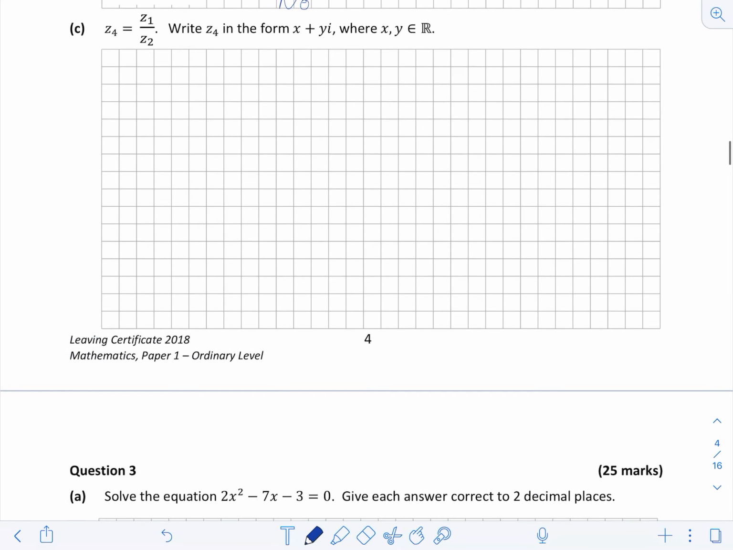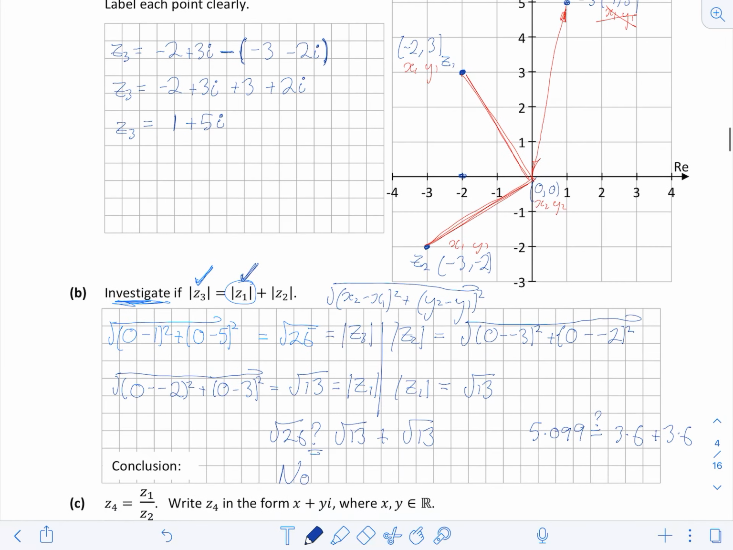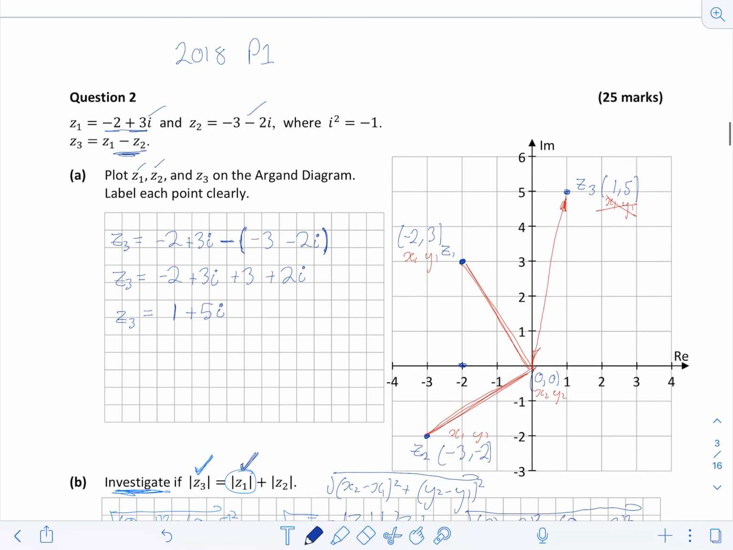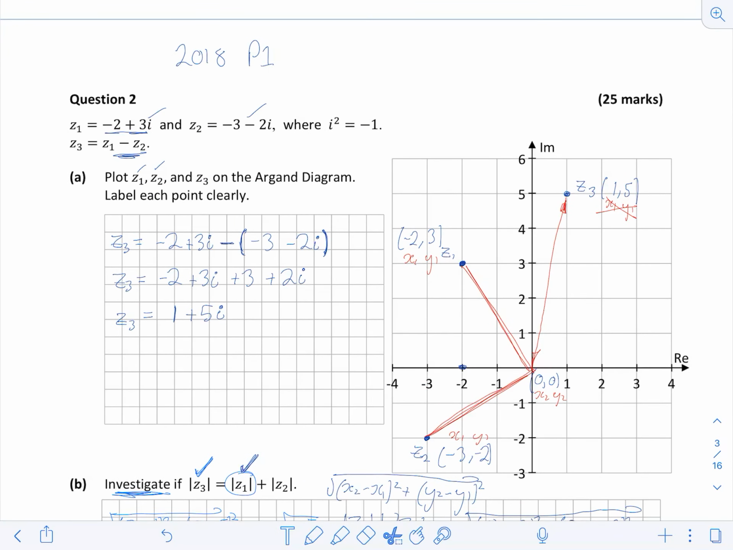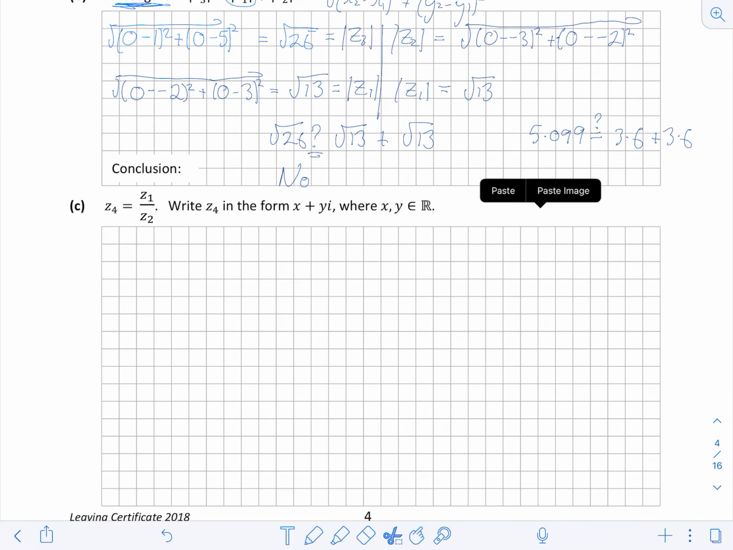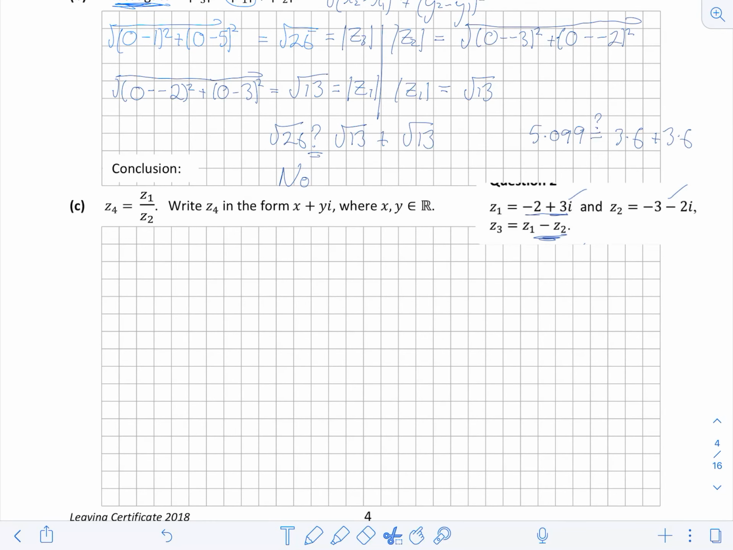Now into part C. Oh, look at that, we're nearly finished question 2. So into part C then, and we have to divide Z1 by Z2. So maybe we might just, can I copy and paste something here? I'm going to copy this line here. Copy. And here, I'll paste it in there. That's better. Okay, so I can now see my information.